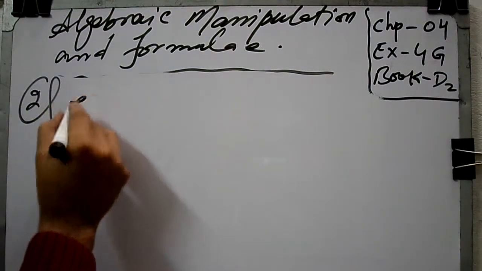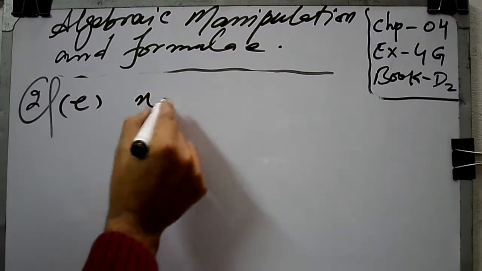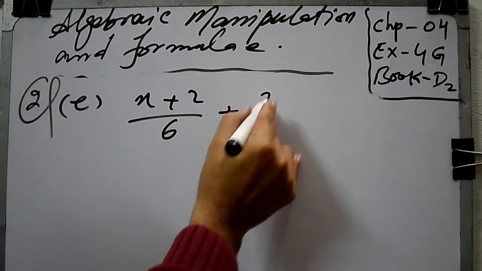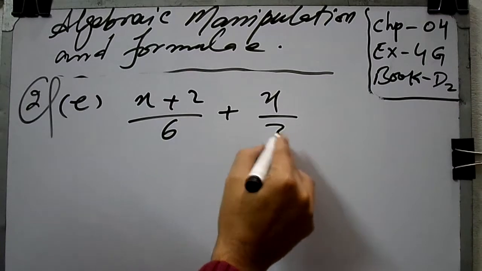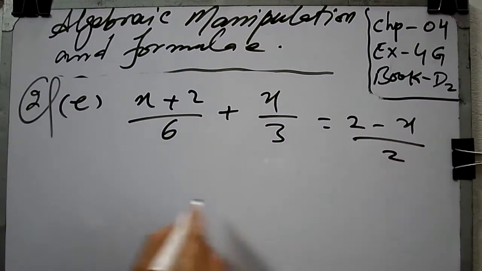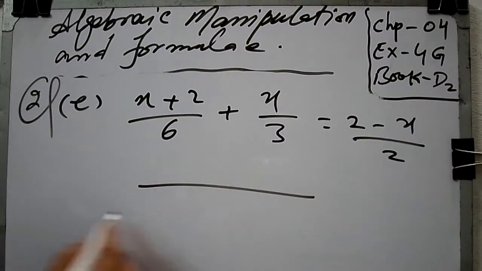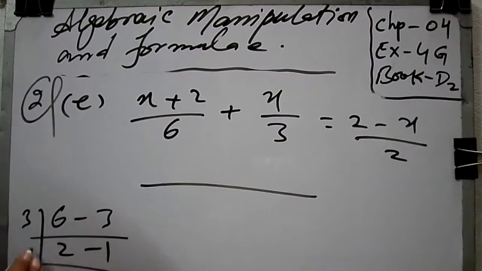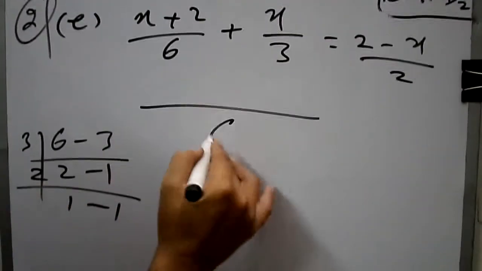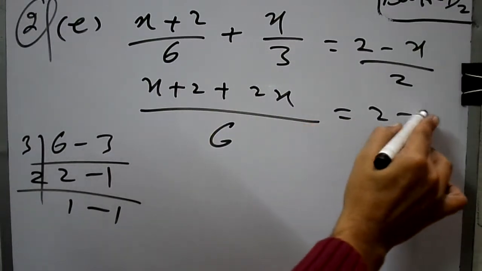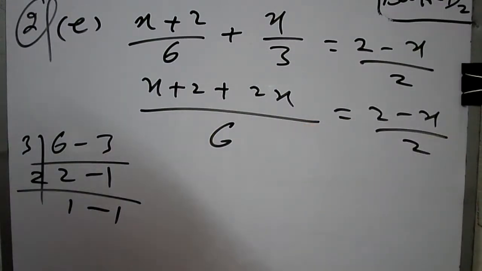That is your E part. (x plus 2) divided by 6, plus x divided by 3 is equal to 2 minus x divided by 2. So now taking LCM, what is the LCM? You will get 3 2s are 6, 3 1s are 3, so 6 is your LCM. So x plus 2 and 2x is equal to 2 minus x divided by 2.